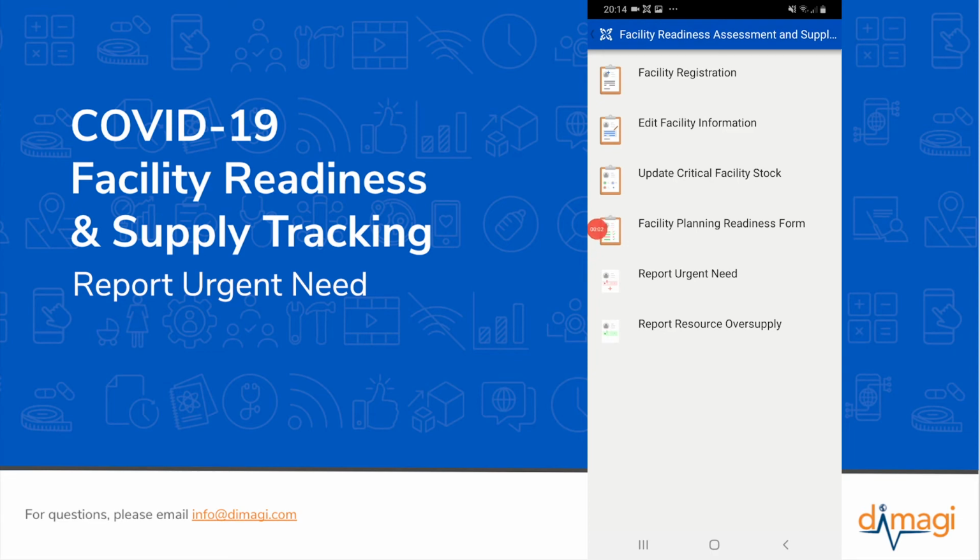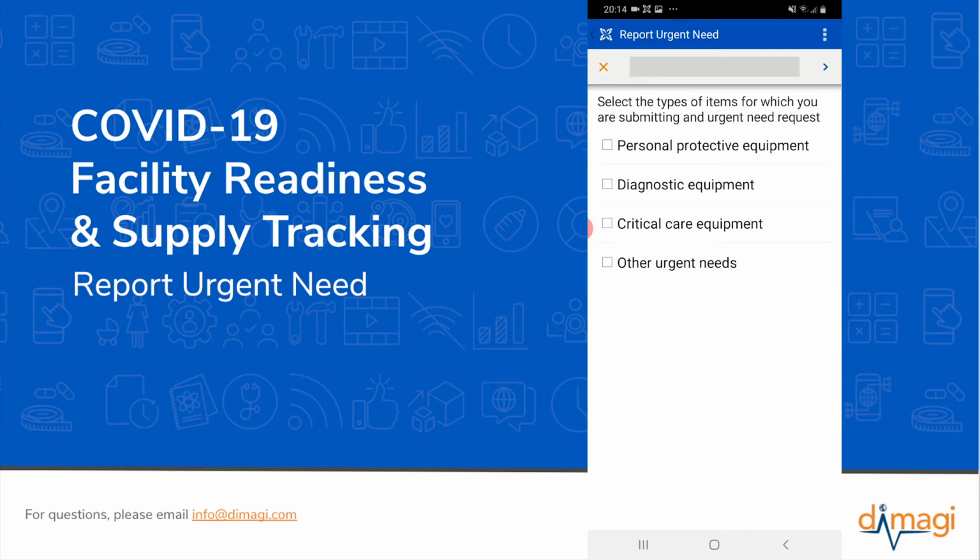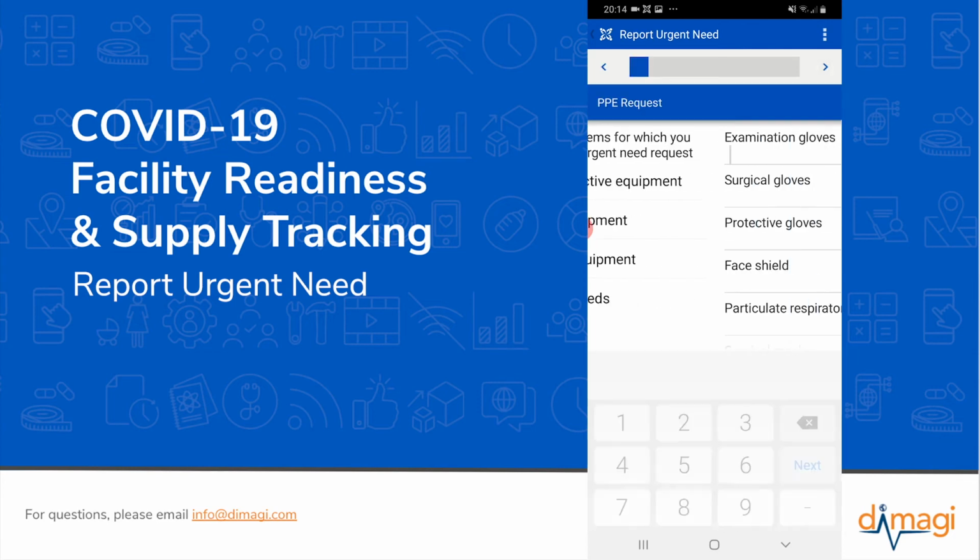While completing the most recent critical facility stock take, we realized that we had a short supply of surgical masks, with only 1 day's supply remaining. The next step in this application would be to report an urgent need. Once we enter this form, we can see the types of equipment that we could request. For this, we're going to say that we're looking at personal protective equipment.